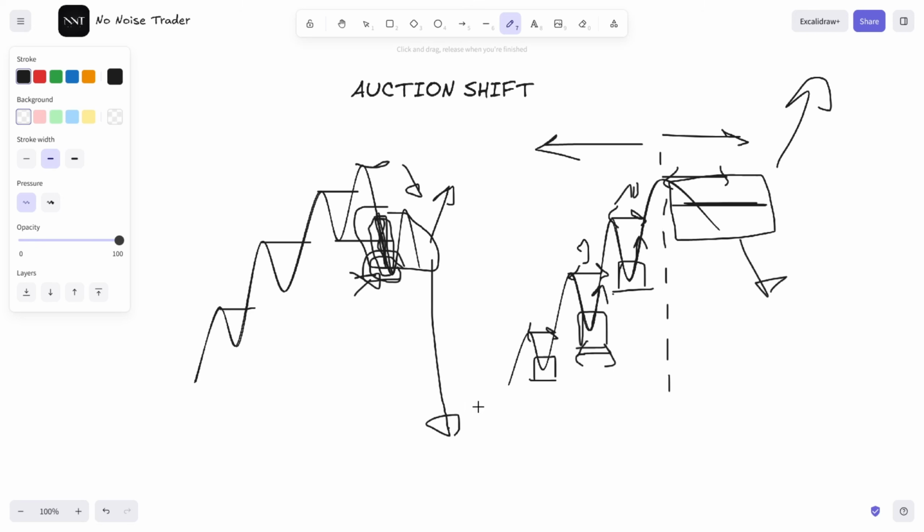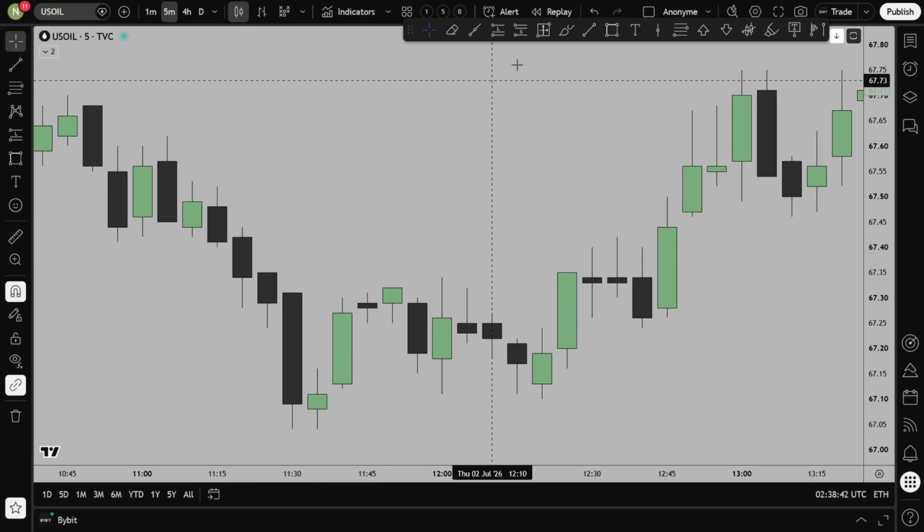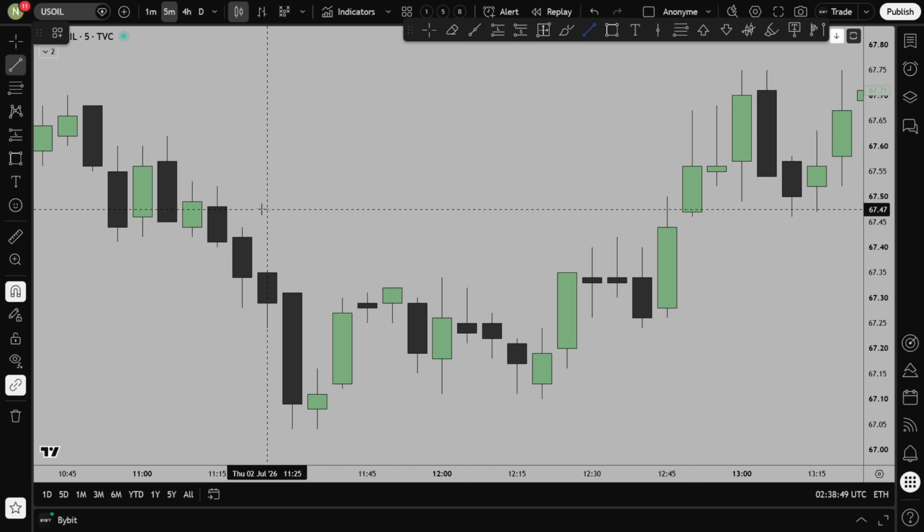So let's go to the chart and see it in a more detailed way so you can have an idea. First of all, let's see the break of structures and see the change of characters, and you will see the difference.